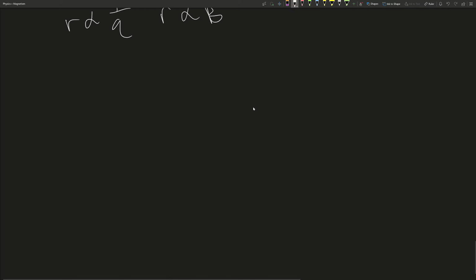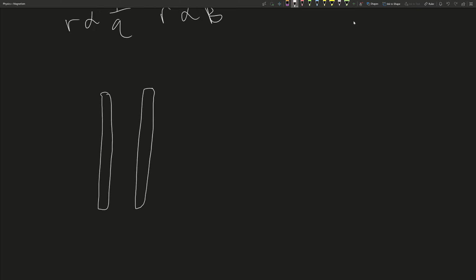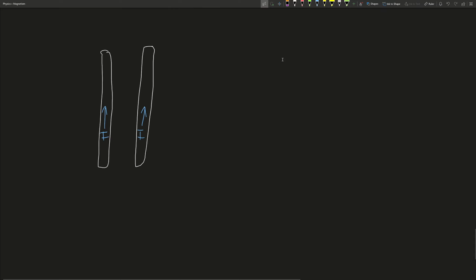Okay, and then let's look at another example of applying the Lorentz force. So let's say we have two wires here that are parallel, and then we have a current traveling through both wires. So first, let's say that we have the current traveling through the wires in the same direction. Now, if we look at these, we want to see, do these wires attract or repel?